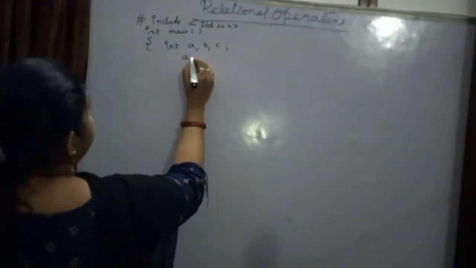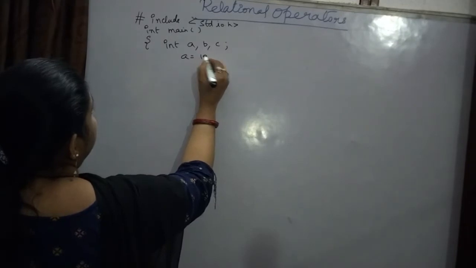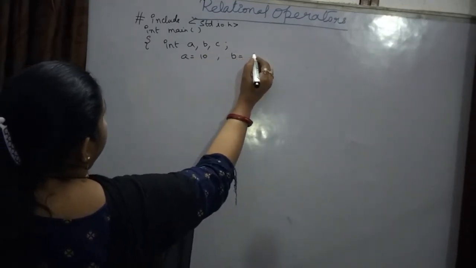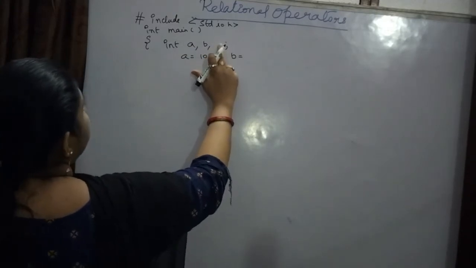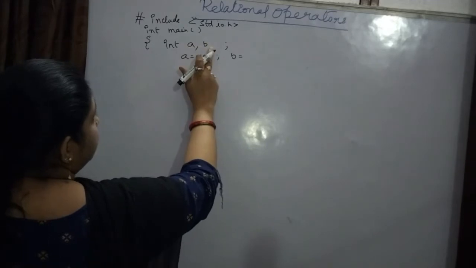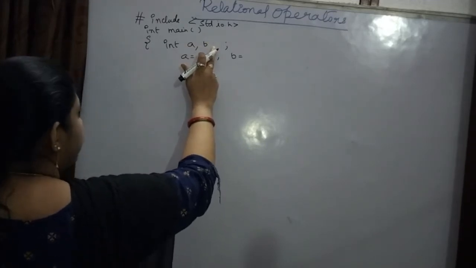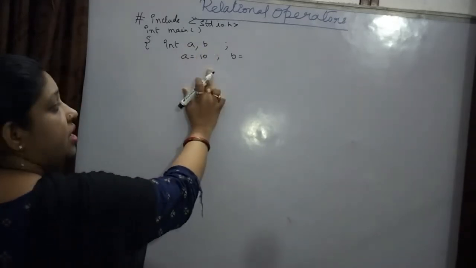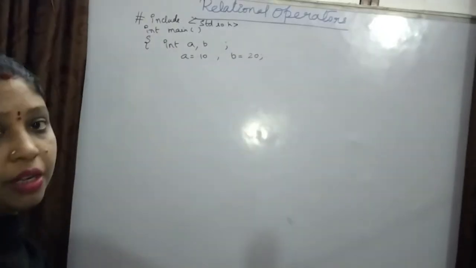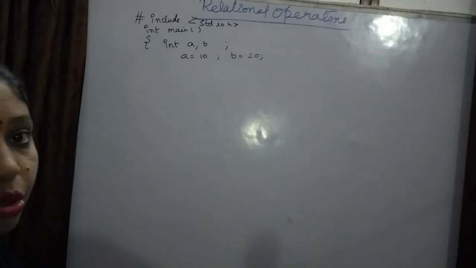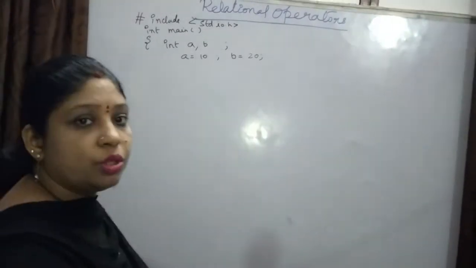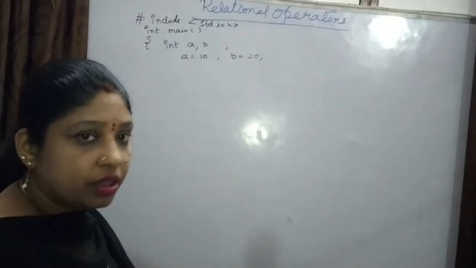Next, A I am assigning 10, B I am assigning 20. Here we have to use only two things, two operands. So A and B. In declaration part I have declared as integers, and A is equal to 10, B is equal to 20 I am taking, right? Declaration part is over, assigning part is also over. Next I am going to print the values first. Let me print the values on the screen.